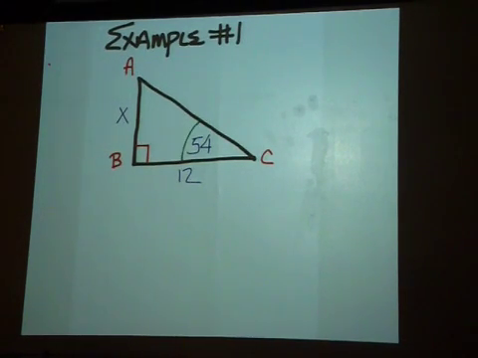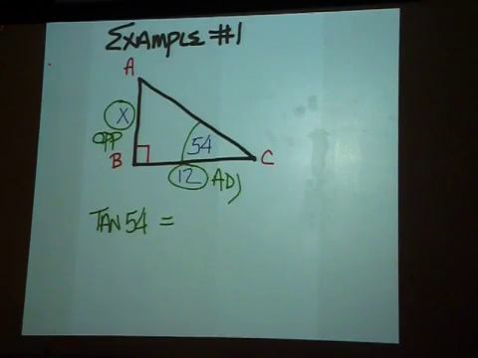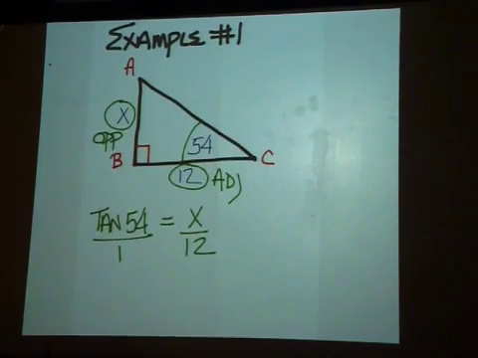Given 54 degrees, you're missing x, and you're given 12. According to that angle, the side opposite of that is opposite, and this side is adjacent. Opposite over adjacent is tangent. So you need tangent 54 degrees and set that equal to opposite x over adjacent 12. Turn that into a proportion by putting a 1 underneath the tangent 54. And then you're going to cross multiply.